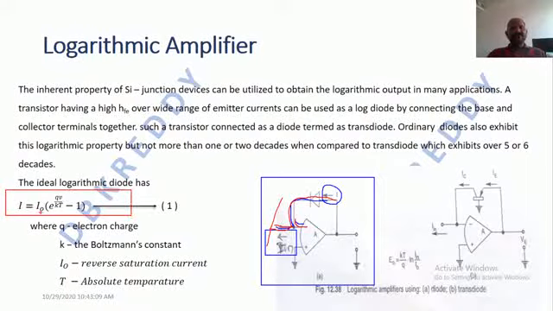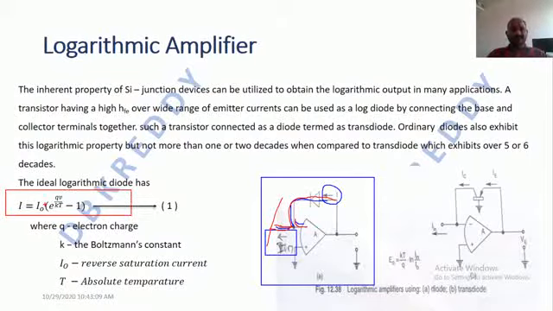I equals I naught into e to the power of qV by kT minus 1. I is the current passing through the diode, and I naught is the reverse saturation current, as we know that the minority charge carriers also play a major role in the current passing through the diode. We are not going into the PN junction diode and depletion region explanation. We are simply taking the current passing through the diode.